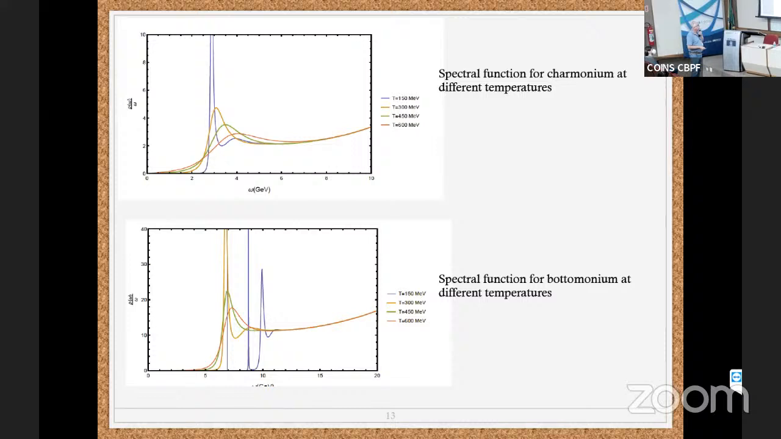This is for charmonium, this is for bottomonium, and you can note that for bottomonium, there are three blue peaks. The first one is so thin, it's just a line, no width. This is the second, the third. Bottomonium survives at higher temperatures than charmonium, okay?